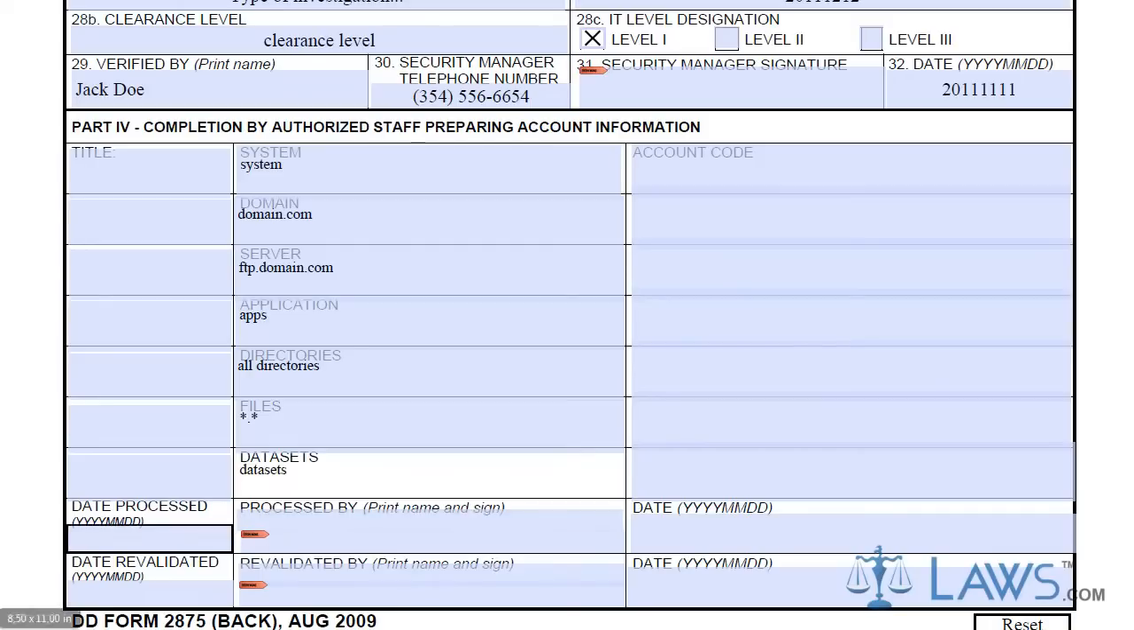A record of the form should be kept by the requesting party for further reference, especially if additional system authorizations requests will be needed in the future.